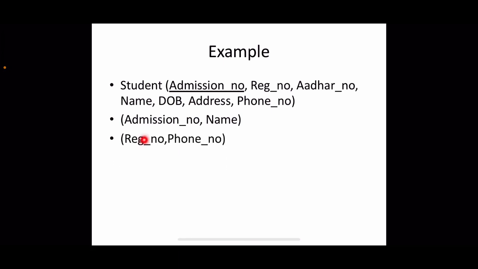Like that, the register number and phone number combination is also a super key because for any two different students this combination will be different, right? But it's not a key because if you remove the phone number, the two different tuples will still have unique register numbers. So admission number, name and date of birth is also an example of a super key but not a key.